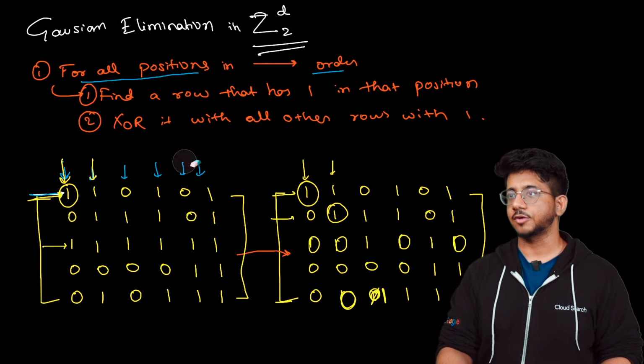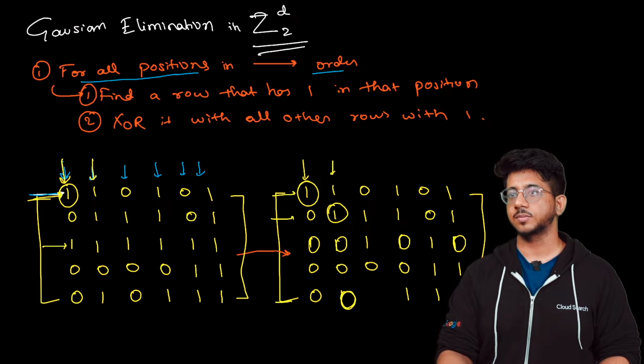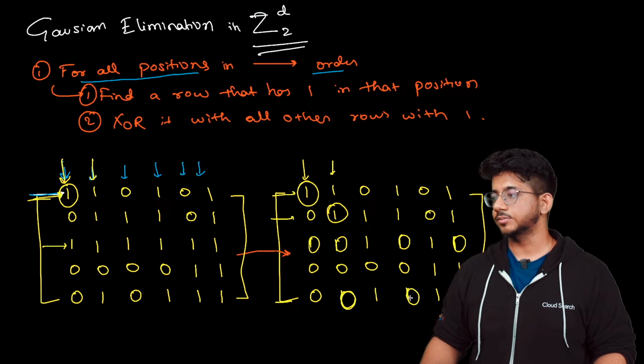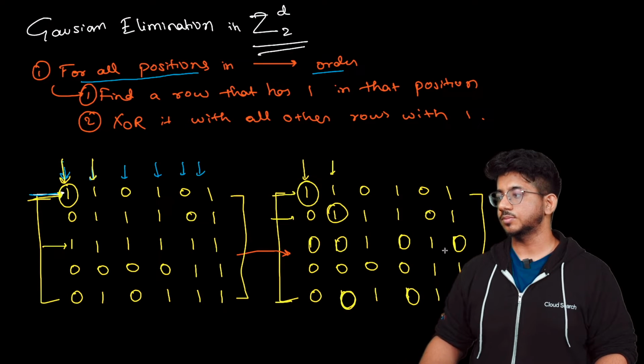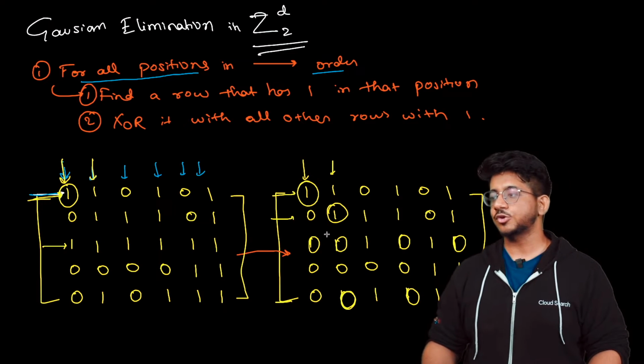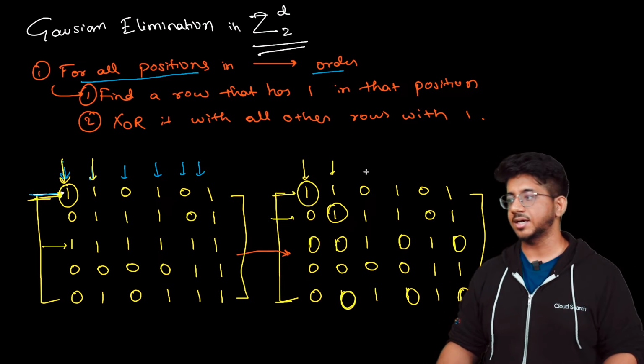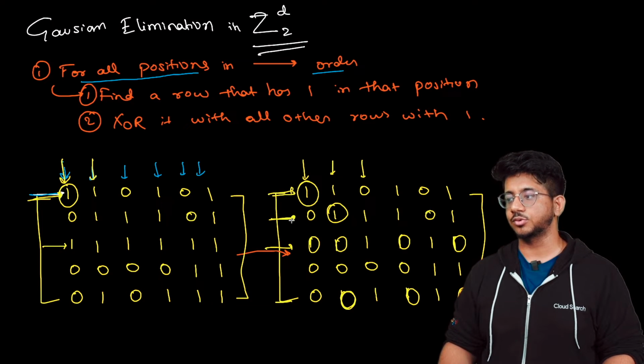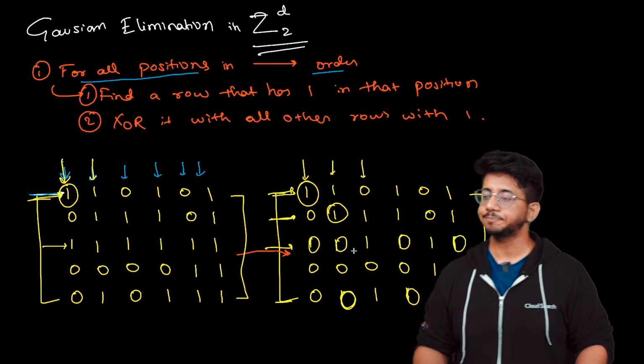Let me erase it and write it over here because that will be helpful. Then 1 XOR 1 becomes 0, 0 XOR 1 is 1, 1 XOR 1 is 0. This is how the row transforms. Next, you find another row that has 1 in this column. You will find this one. Note that these rows are now fixed. You don't use these rows again for the same thing.